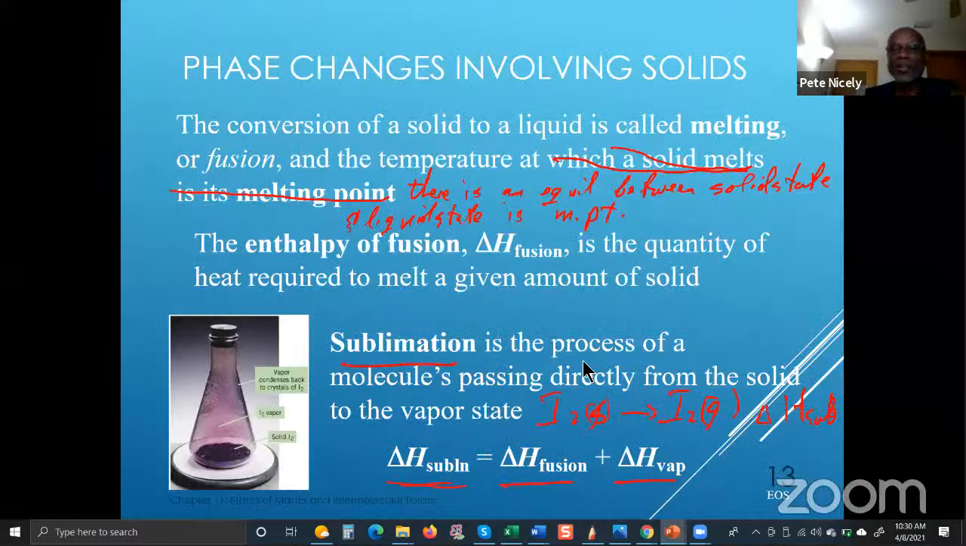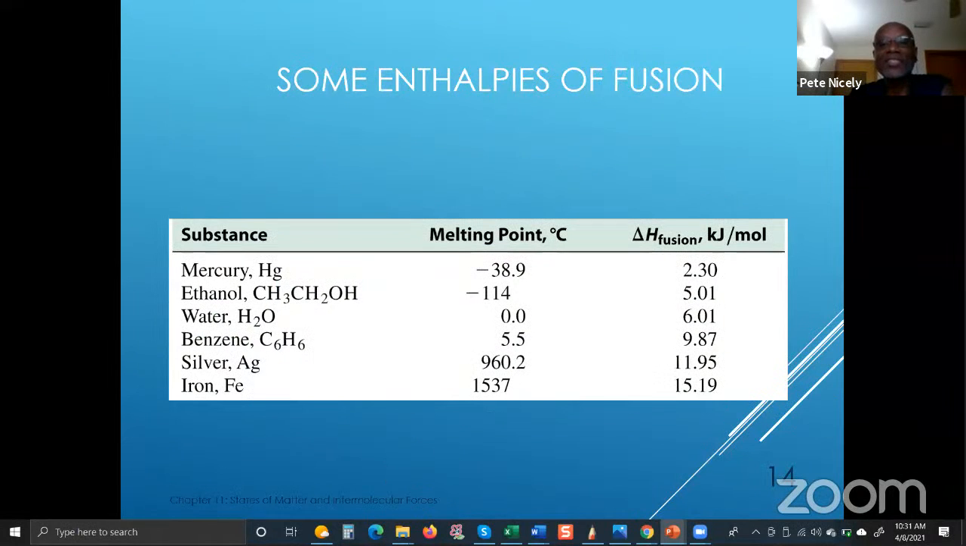Okay, so that's as far as sublimation and fusion is concerned. These are just some different substances and their enthalpy of fusion. And as you can see, metals tend to have a high amount of energy required to melt them compared to other substances. Okay, so that's as far as that is concerned.